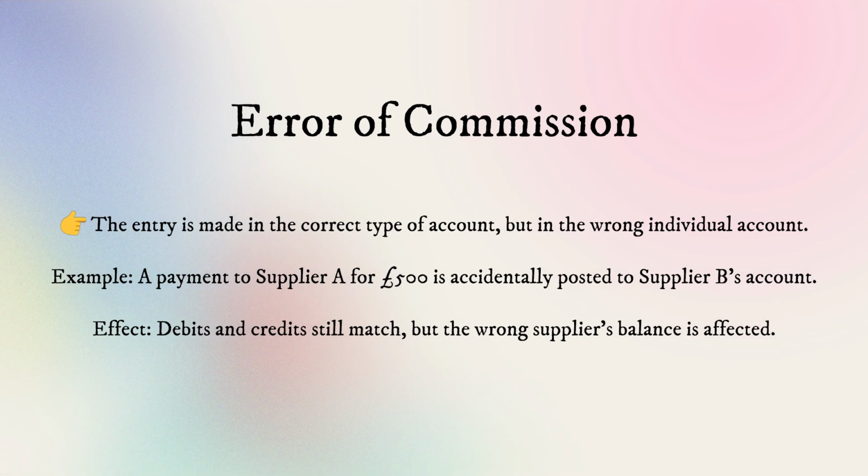Next, we've got error of commission. Now, this entry is made in the correct type of account, but in the wrong individual account. So for example, a payment to supplier A for £500 has been posted to trade payables correctly and to purchases correctly, so the debits and credits are correct, but it's been posted to supplier B's account instead of supplier A's account. So it's not going to affect the trial balance, because your trade payables and your purchases numerically are going to be correct. So that's what an error of commission is.